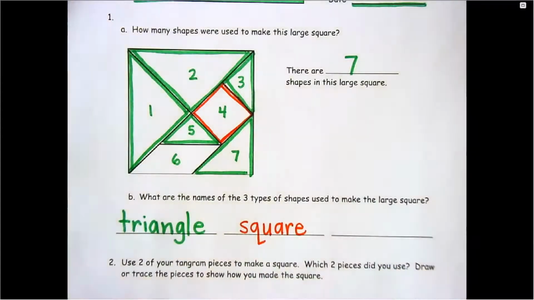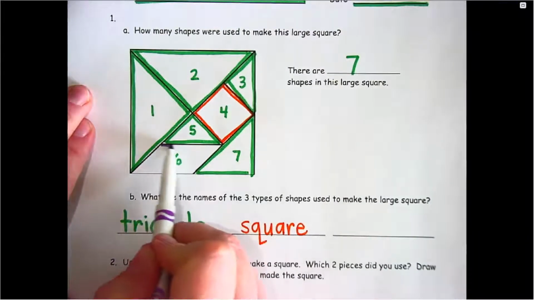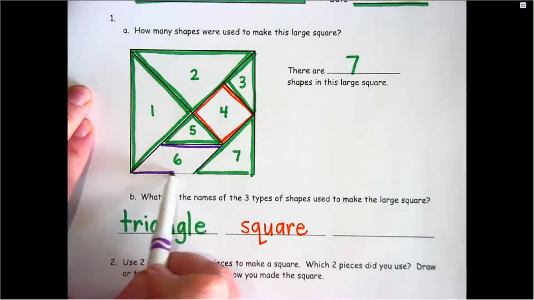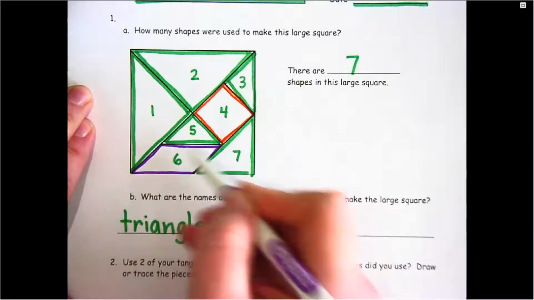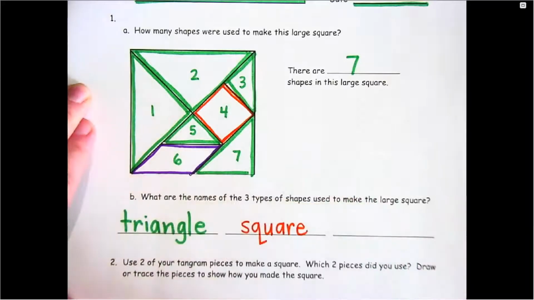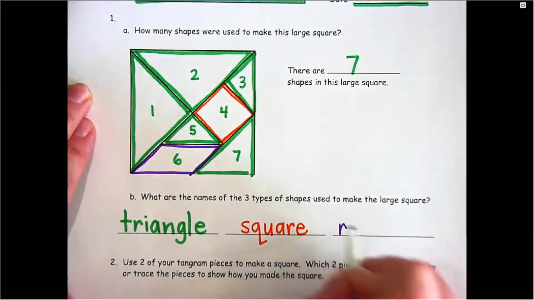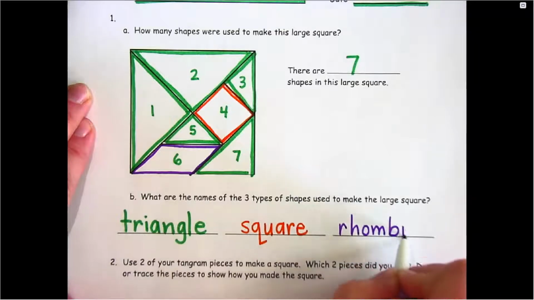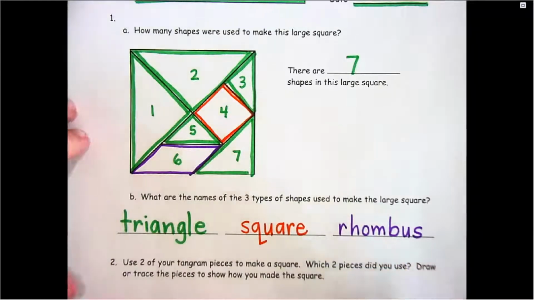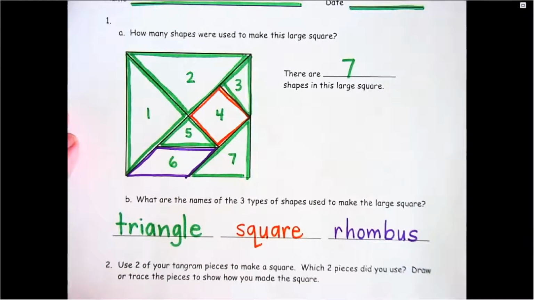What about shape number 6? Do you know the name of shape number 6? 4 sides, 4 corners, but these are not square corners. They're different. 6 is called a rhombus. Pause the video if you need more time.